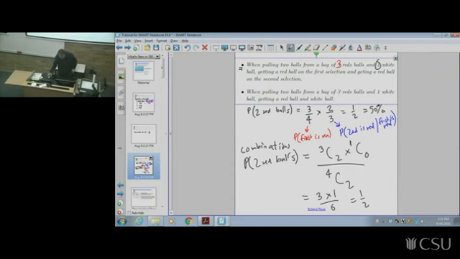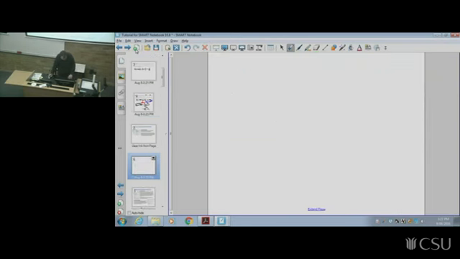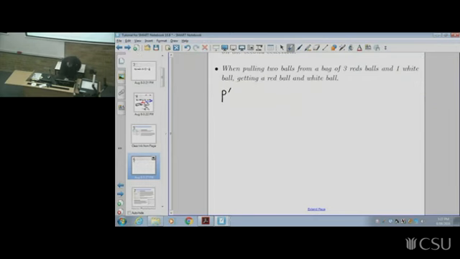Okay, let's just try the second of these cases here. So we want to know what's the probability of getting 1 red and 1 white. Otherwise the same scenario. Different ways of doing it. Any ideas? It'll be 3 choose 1 times 1 choose 1 over 4 choose 2.